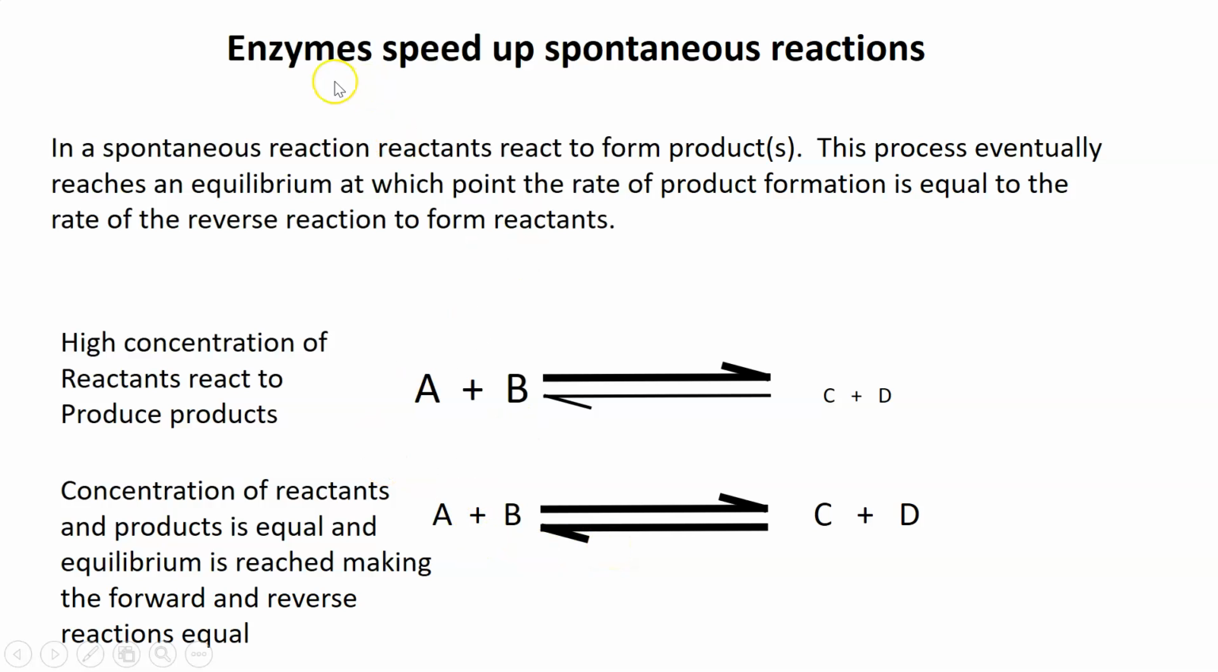So the central principle is that enzymes speed up spontaneous reactions. Enzymes also speed up non-spontaneous reactions as well. Anabolic enzymes, which are required to build things up, are examples of this.